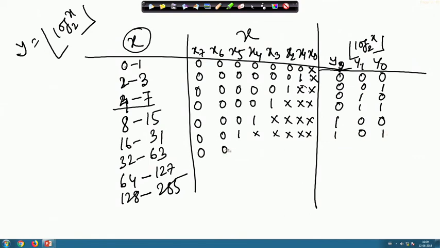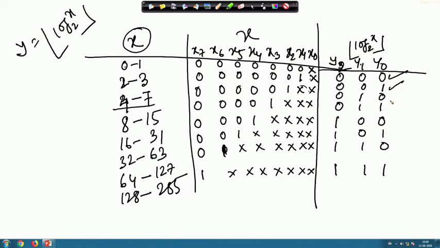For this, it will be 6, and for this particular point it will be 7. Okay. So, that means for any values within the range of 0 to 1, this ceiling of log 2 base x will be 0, then 1, then 2, then 3, 4, 5, 6, 7, as I am considering 8 bits of x.